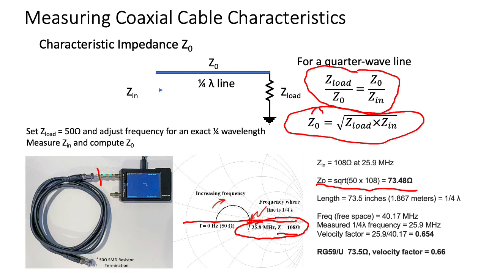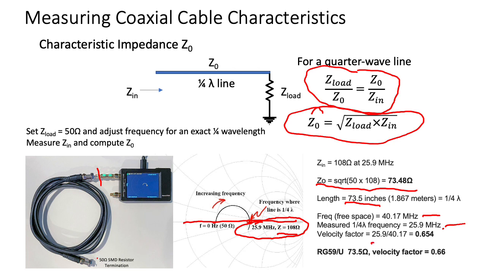The length of the coax I measured at 73.5 inches, or 1.867 meters, and that should be a quarter wavelength. Well, that in free space would have corresponded to 40.17 megahertz. So if I look at a quarter wavelength in free space, that frequency should have been 40.17, but what I'm measuring is 25.9, which means that the speed of electron flow in this cable is slowed down by the velocity factor of the cable.